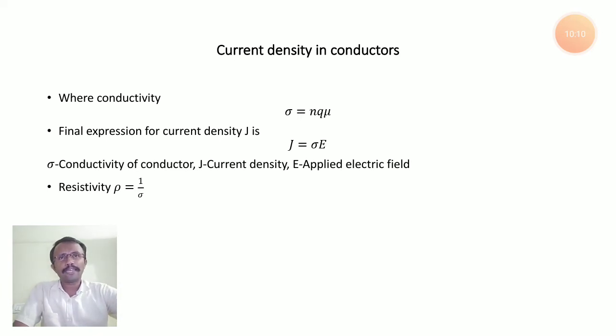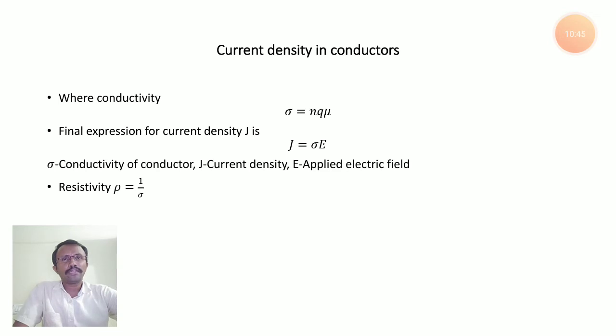So if you observe, we start with J is equal to I by A. Finally we arrived at J is equal to sigma times E, where capital J is the current density of the conductor, sigma is the conductivity of the conductor, E is the applied electric field. Once you know conductivity, you can also find the resistivity of the conductor. Why? Because these two are inversely proportional. So resistivity rho is equal to 1 by sigma, where sigma is the conductivity, rho is the resistivity of the conductor.